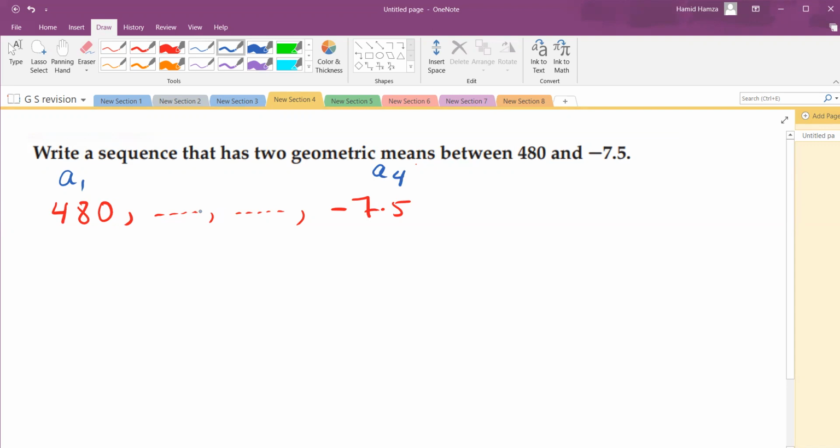You know, to find a term in a sequence, you need to know the common ratio. So I can find the common ratio if two successive terms are given.